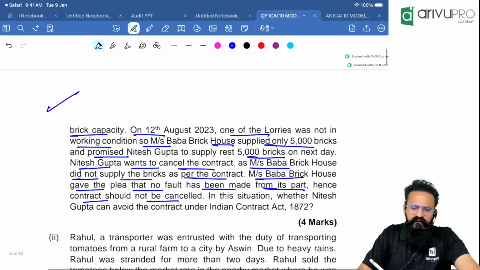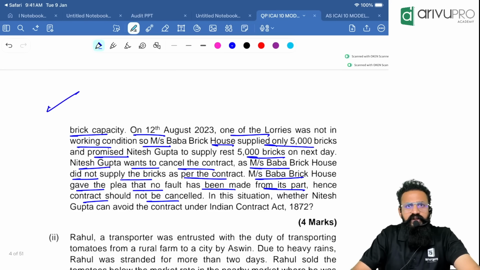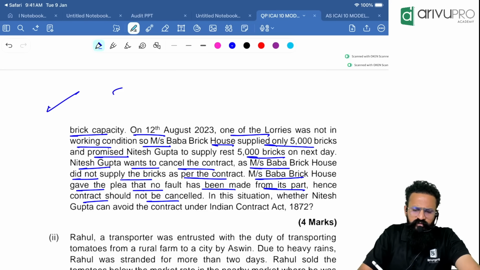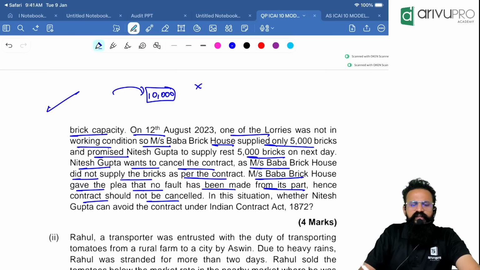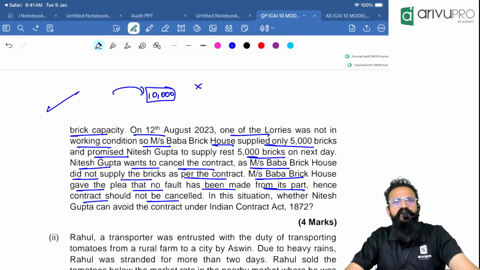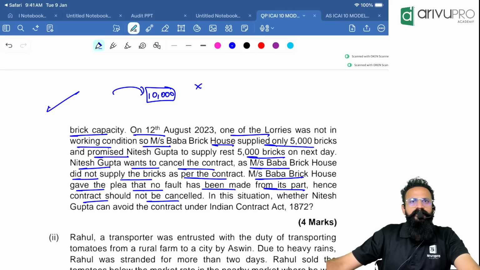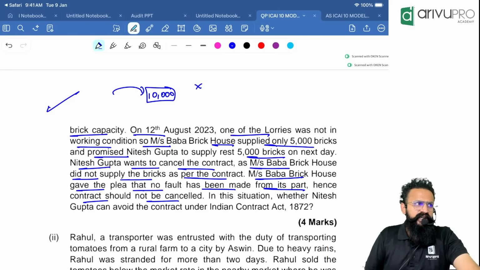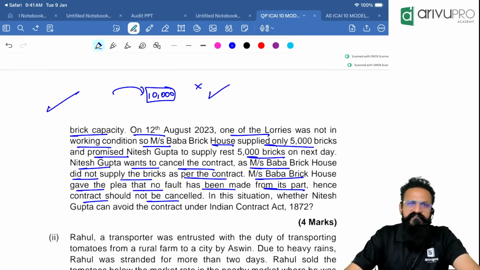Always remember people, what is considered as performance of a contract? On the date of performance, whatever you have agreed, you are supposed to deliver. Lorry not working is not impossibility, it is just an excuse. You can hire one more lorry. It will cost you more, but it is still possible for you to deliver. Agreed? So, can Nitesh Gupta avoid the contract under the Indian Contract Act? Answer is yes.